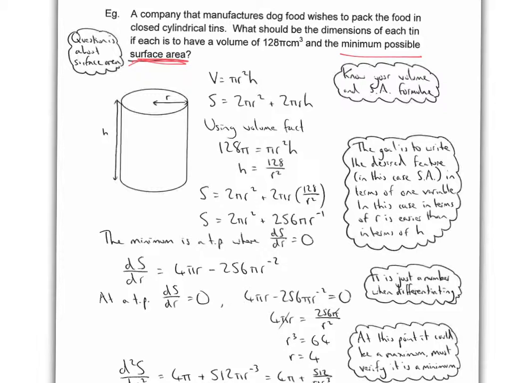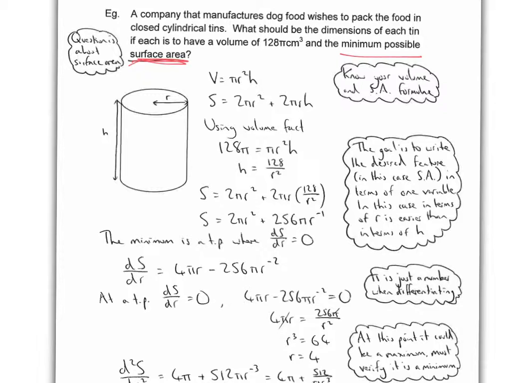I need to either write h in terms of r or r in terms of h. So this fact here that was given up here, the fact that the volume is 128 pi, I used that to write down what h was. Okay, I plugged it in and I got an expression for s that only has r's in it. Now, I'm trying to find a minimum.